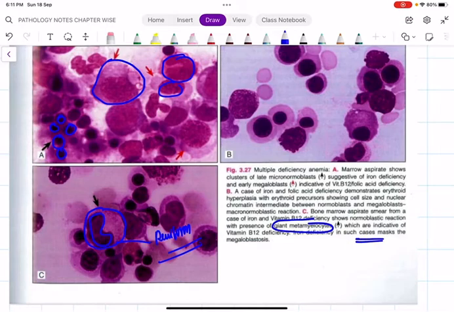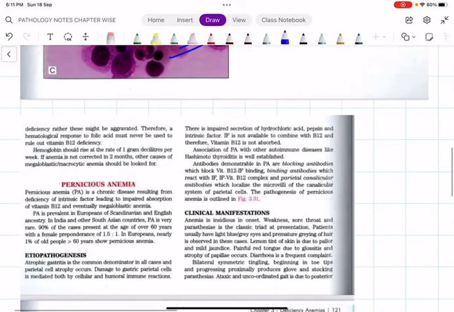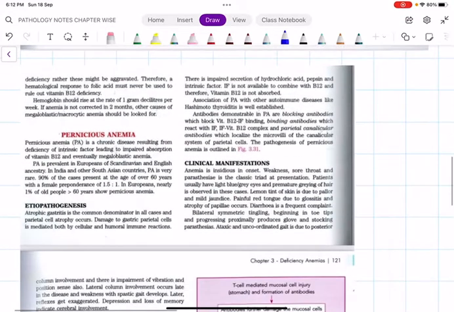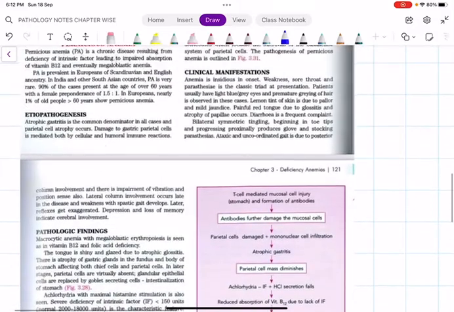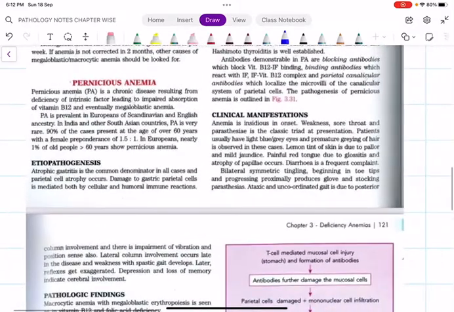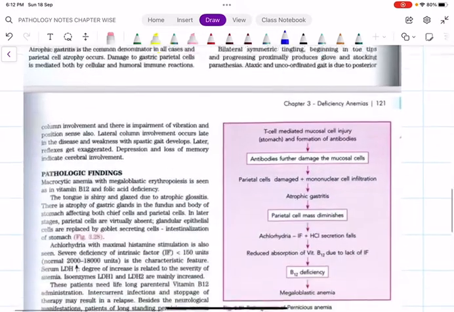Okay. Once this is done, remember we have something we call pernicious anemia. What is this pernicious anemia? Because of a deficiency of intrinsic factor, there will be impaired absorption of vitamin B12 and eventually we will get megaloblastic anemia. What is the etiopathogenesis?